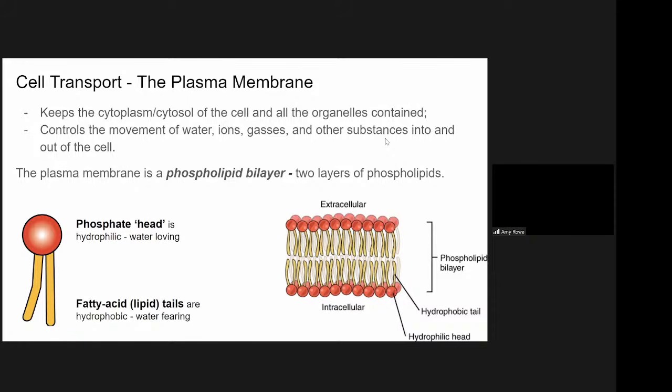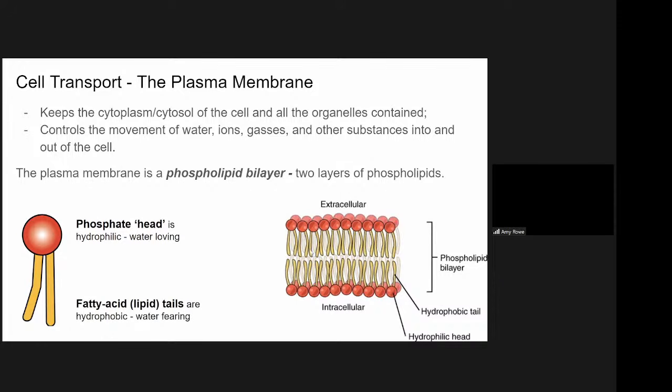The plasma membrane is said to be a phospholipid bilayer, which basically means it is two layers of phospholipids. And on the left-hand side here, we have a single phospholipid. The head of our molecule is the phosphate group. It is hydrophilic, so it is water-loving. And then we have the fatty acid tail down here, the lipid portion, which is said to be hydrophobic, which means it's water-fearing. When our phospholipids all join together, as we see here in our diagram on the right-hand side, all of the phosphate heads group together with the fatty acid tails dangling down.